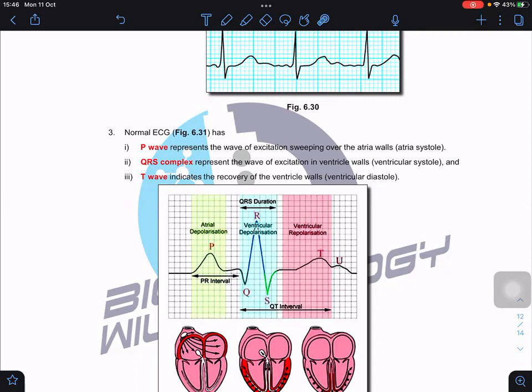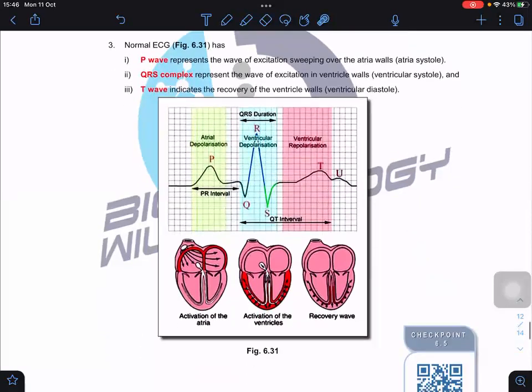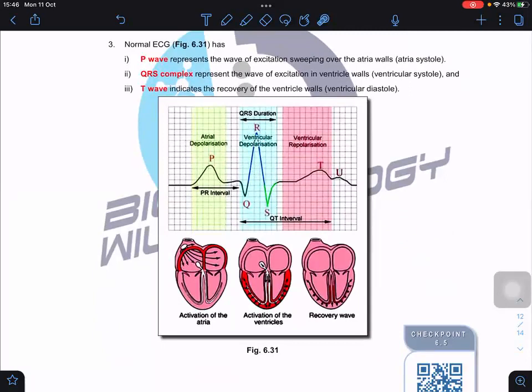Are you clear? Basically, the wave of excitation that causes the atrium to depolarize is termed the P wave. Then we have the QRS complex, which is the wave of excitation that causes the ventricle to depolarize. When depolarized, contraction takes place. Always remember, depolarization leads to contraction of the cardiac muscle, and repolarization causes relaxation.